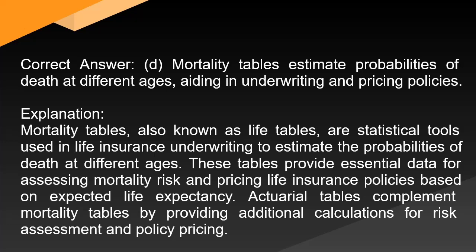Explanation. Mortality tables, also known as life tables, are statistical tools used in life insurance underwriting to estimate the probabilities of death at different ages. These tables provide essential data for assessing mortality risk and pricing life insurance policies based on expected life expectancy. Actuarial tables complement mortality tables by providing additional calculations for risk assessment and policy pricing.